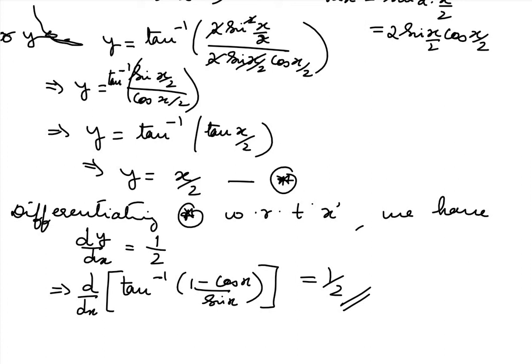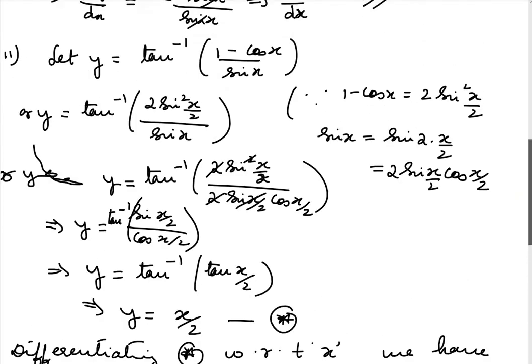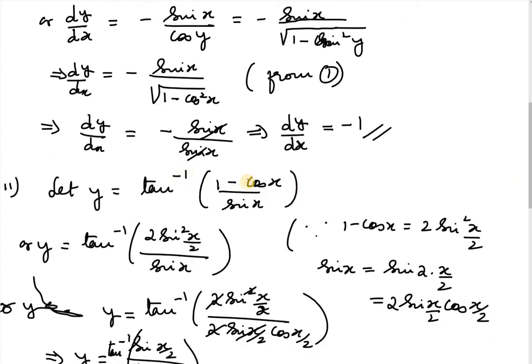So I hope it is clear now how to differentiate this inverse of a trigonometric function. Without substitution also, the value of 1 minus cos x by sin x, you can directly differentiate it by transferring this tan inverse to this side. Then you get tan y is equal to 1 minus cos x by sin x. And then on differentiating this one, you have to apply the quotient rule of differentiation. But here I'm using the method of substitution for the term inside the bracket so that we can easily differentiate it in a few steps only.